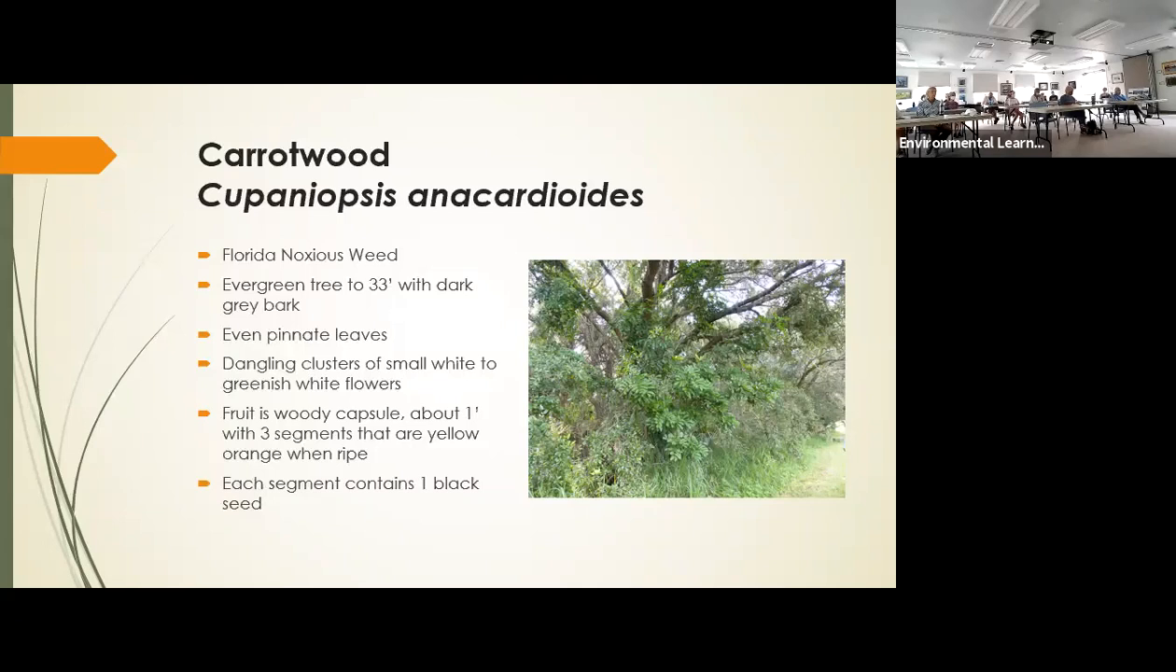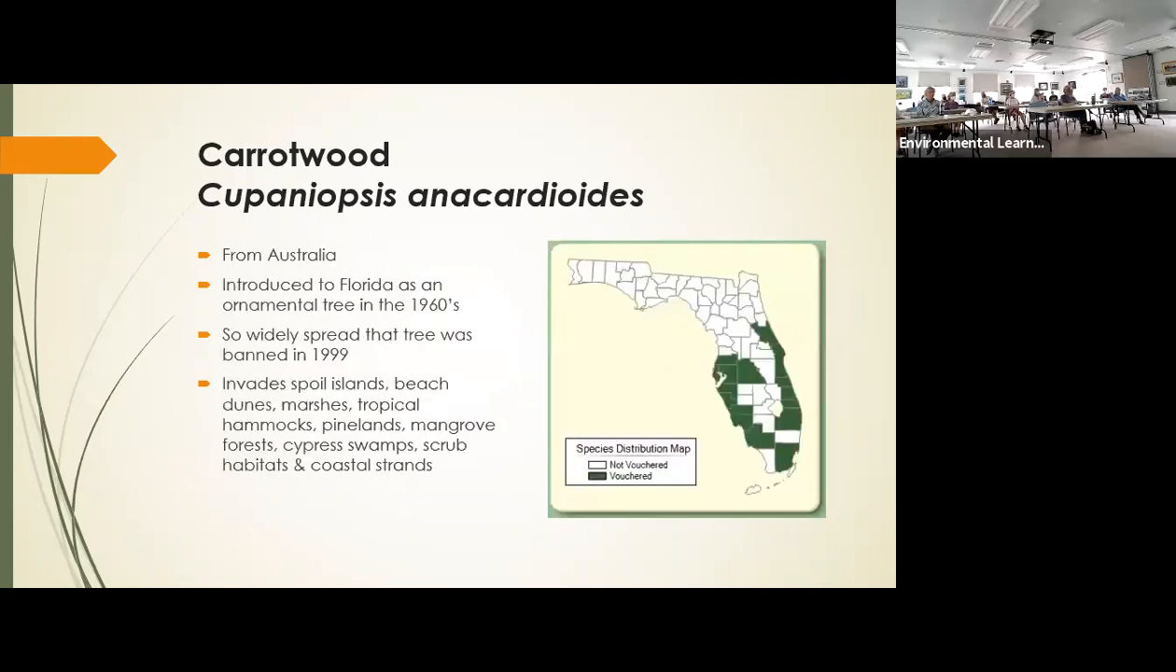So it's got even pinnate leaves. The picture is from the Sebastian Stormwater Park. It grows up to be a substantially sized tree, grayish bark, clusters of small white flowers, and then the fruit is a hard capsule that some people find attractive because it's yellow and orange inside and has a tiny black seed. And next slide. It's from Australia.